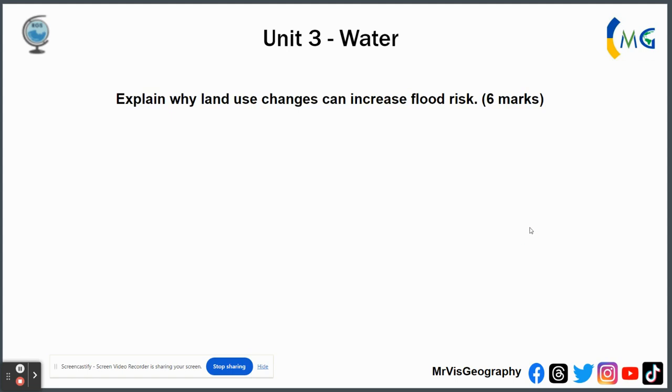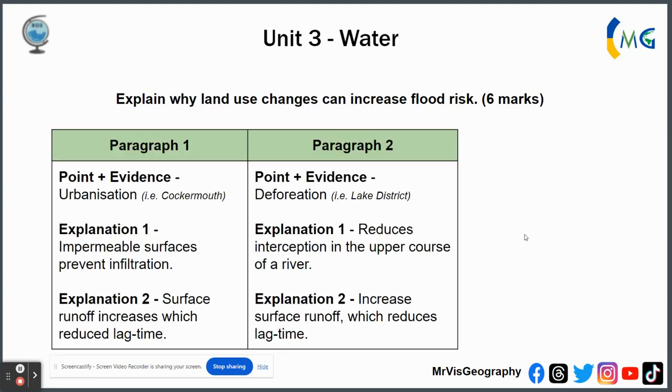So in the case of this 6-mark question, the way I personally would write an answer would be: your point and evidence would be to explain land use change. An example of land use change is urbanization. The case study we looked at was Cockermouth in Cumbria. Your explanation is that urbanization leads to an increase in impermeable surfaces such as tarmac and concrete. This prevents infiltration. As a result, surface runoff will increase and therefore reduce the lag time between peak rainfall and peak discharge inside a drainage basin system.